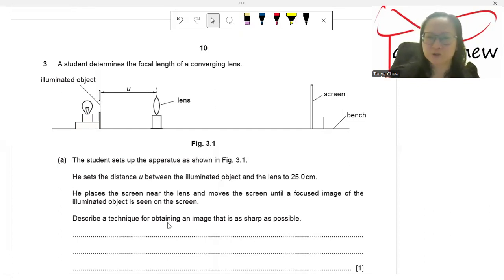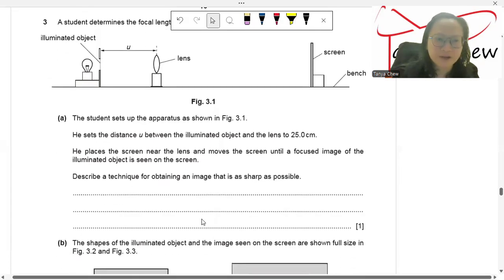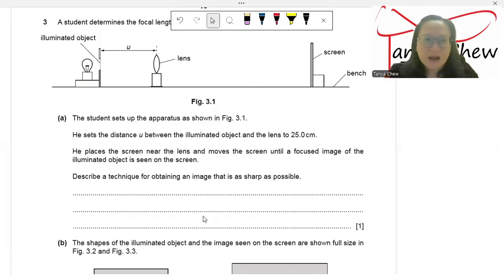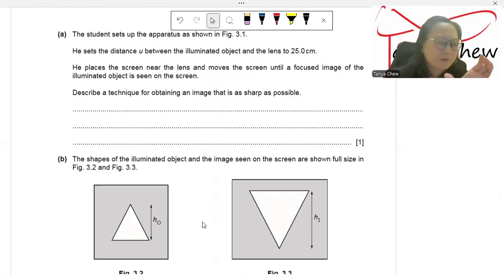Actually, it's very hard to determine the sharpest image, because the experiment is not being conducted in a dark room, right? And the light from this light bulb illuminated object is absorbed by some other materials nearby, and scattered. So that is why the image formed is a bit blurred, right? But I will discuss a technique that we can use to obtain, even though it's a little bit blurred, an image as sharp as possible.